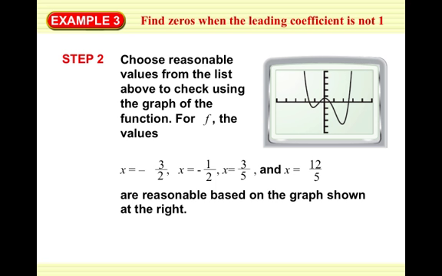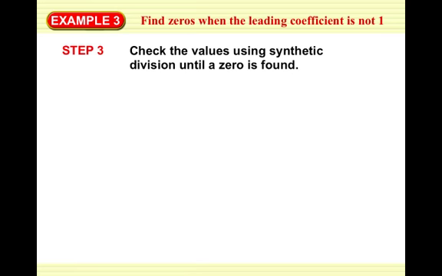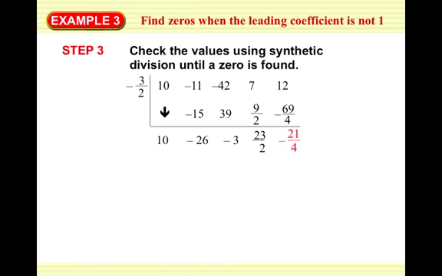Step 2 is choose reasonable values from the list above to check using the graph of the function. So if you look here, we can see that there are 2 that are negative that are going to be fractions. So you'd pick 2 negative fractions and you're ending up with 2 positive fractions. Okay? So pick one that seems reasonable, and you're going to check using synthetic division until a 0 is found. So negative 3/2 looks like it might work, but we don't end up with a 0.